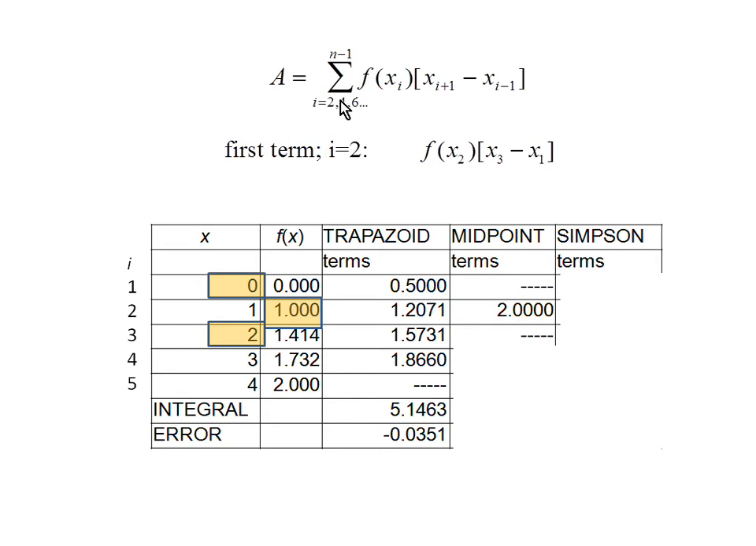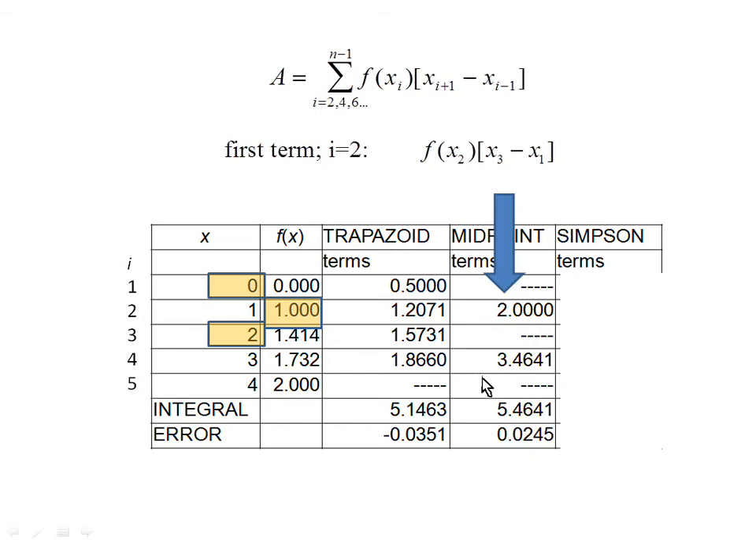We're going to then repeat it for I equals 4. That'll be the next term in the series. And when we do that, we get that term there for I equals 4. That'll be the last term. So for the midpoint method, we only have these 2 terms. We add them up, and we get that value, and we can calculate a relative error shown there.